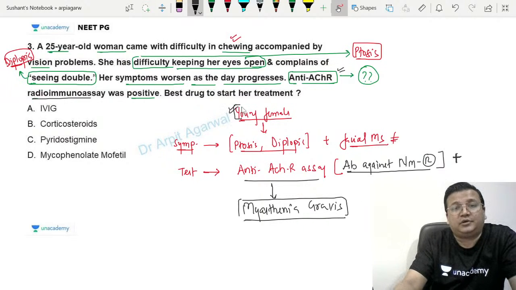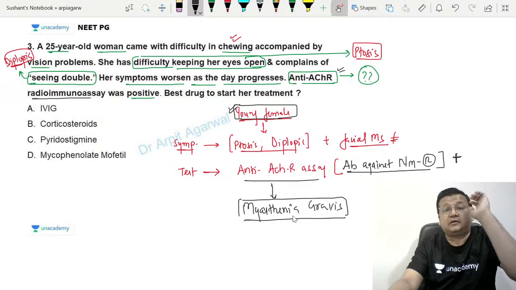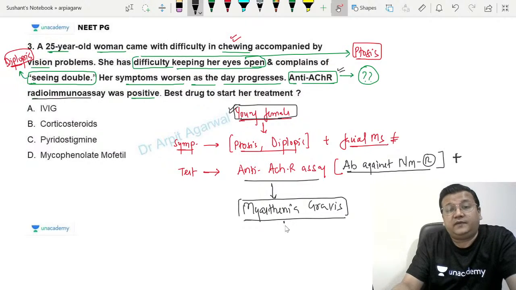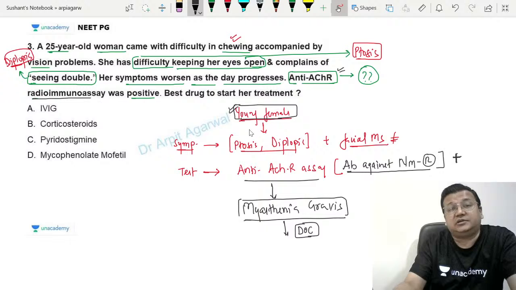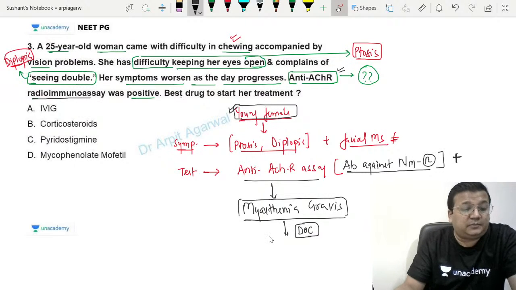So that is why the age and sex are important. All autoimmune diseases are common in young females. Now we come to the drug of choice. What is the drug of choice for this condition? Best drug to start her treatment. Yes, Prague says C.